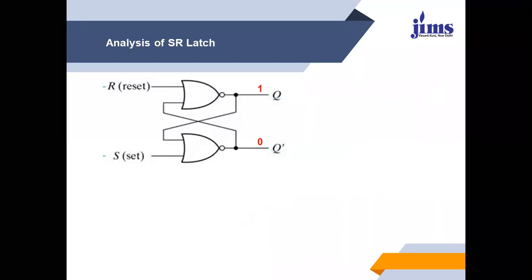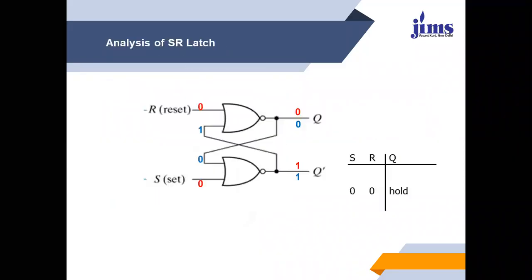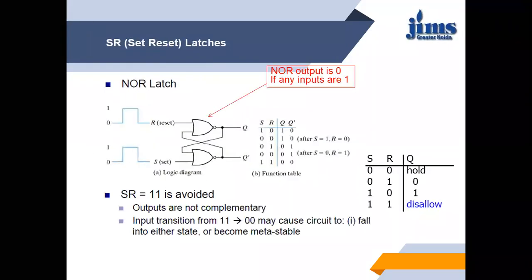Here we can see, whenever S equals 1 and R equals 0, the output will be set to 1. Whenever S equals 0 and R equals 0, it will hold, it will store. So the previous output was 1, so 1 will be stored and here 0 will be stored.